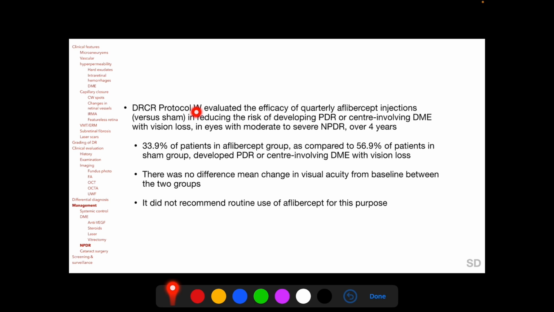DRCR Protocol W evaluated the efficacy of aflibercept injections versus sham in reducing the risk of developing either proliferative diabetic retinopathy or center-involving diabetic macular edema with vision loss in eyes with moderate to severe NPDR over 4 years. It found that 34% of patients in the aflibercept group as compared to 57% of patients in the sham group developed proliferative diabetic retinopathy or center-involving diabetic macular edema with vision loss, but the study did not recommend routine use of aflibercept for this purpose.